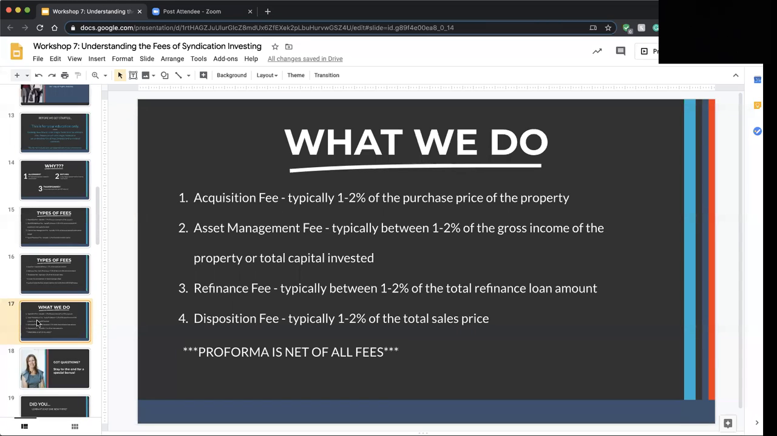What they'll do is they'll show you a return, and they'll say the return on this project is 10% cash on cash or 11% cash on cash. Well, when you dig through, there might actually be a 2% asset management fee. Your return's not actually 10% or 11% cash on cash. It's actually 8 or 9. So it pulls down the return.